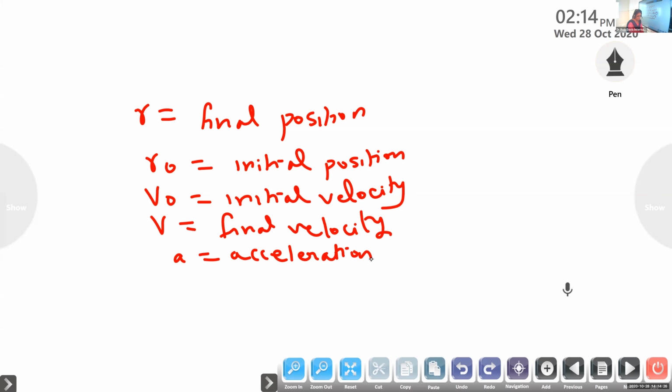Consider a particle that moves with a uniform acceleration.